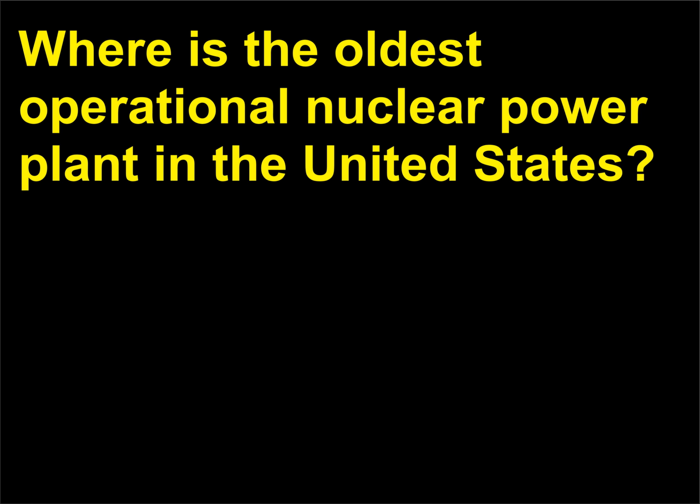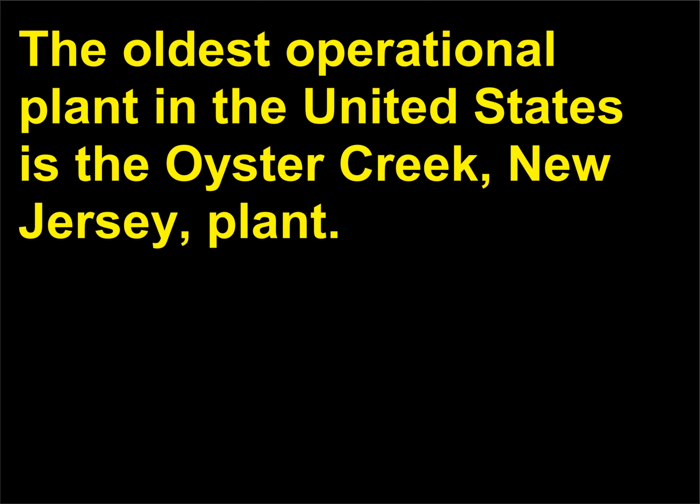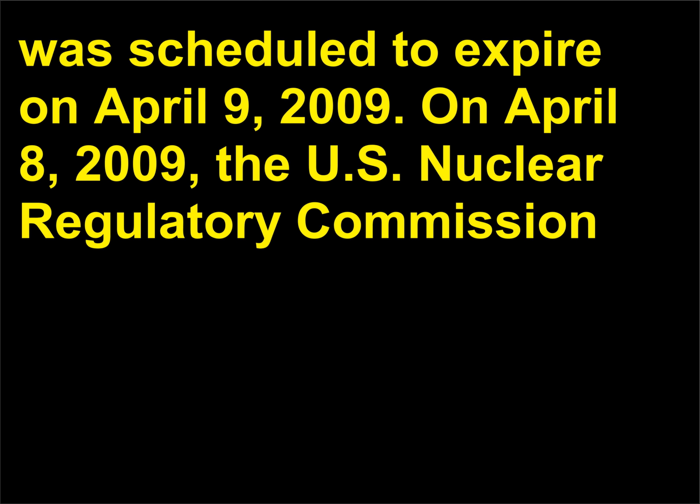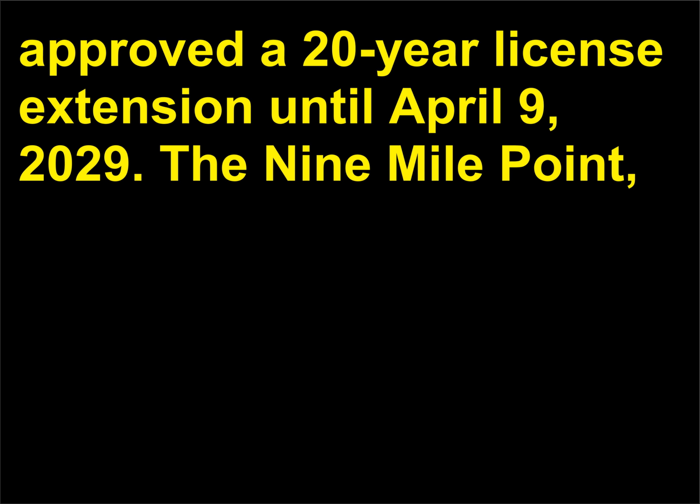Where is the oldest operational nuclear power plant in the United States? The oldest operational plant in the United States is the Oyster Creek, New Jersey, plant. It became operational on December 1, 1969. The original license for the Oyster Creek power plant was scheduled to expire on April 9, 2009. On April 8, 2009, the U.S. Nuclear Regulatory Commission approved a 20-year license extension until April 9, 2029.